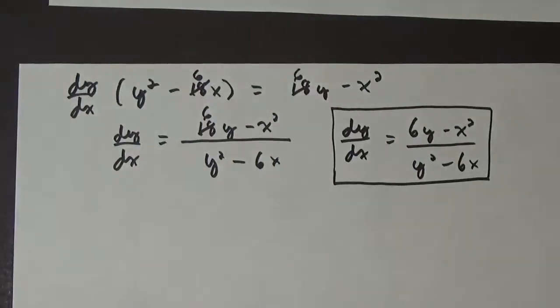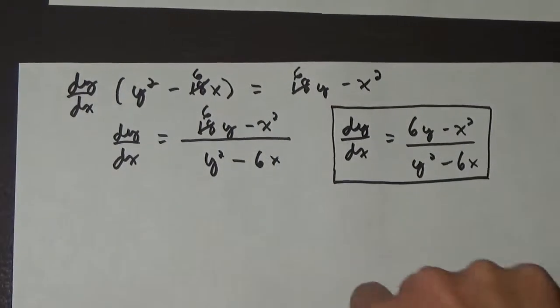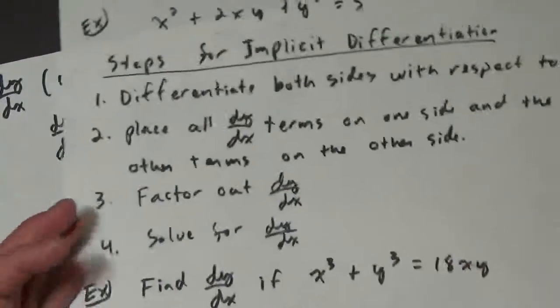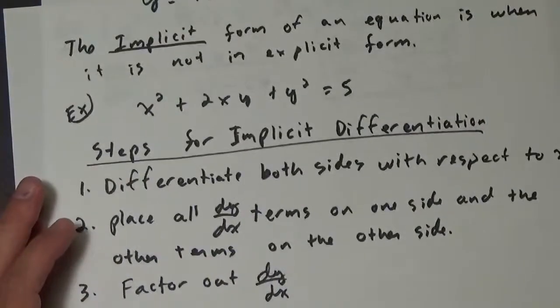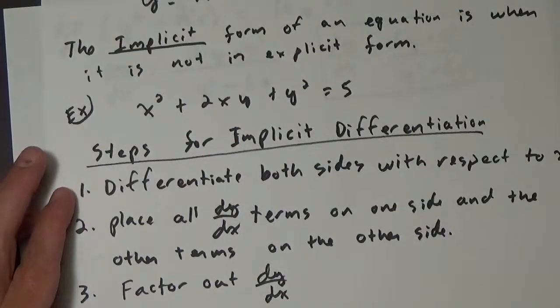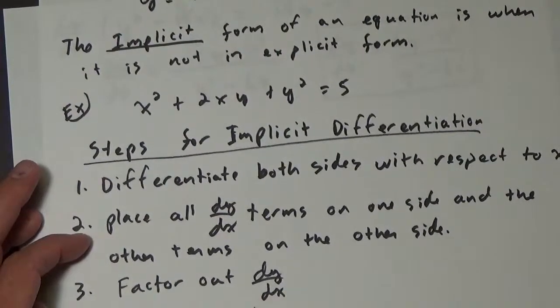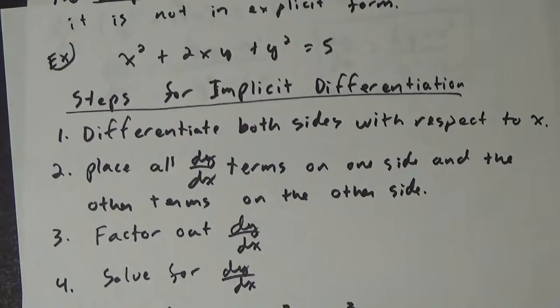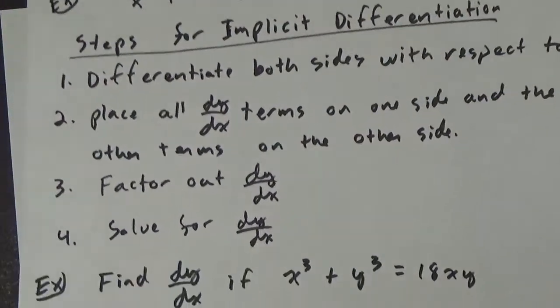Okay, so there are the steps of finding a derivative implicitly. And when we do that, we take the derivatives with respect to x. We place all dy/dx terms on one side and everything else on the other. We factor out dy/dx and we solve for dy/dx.